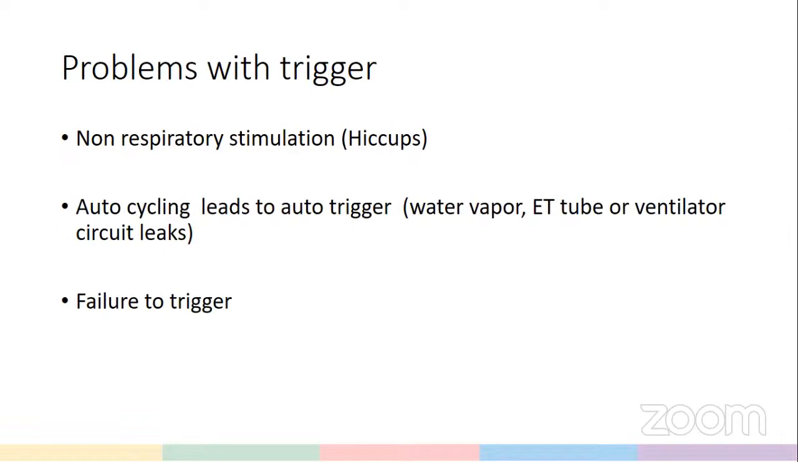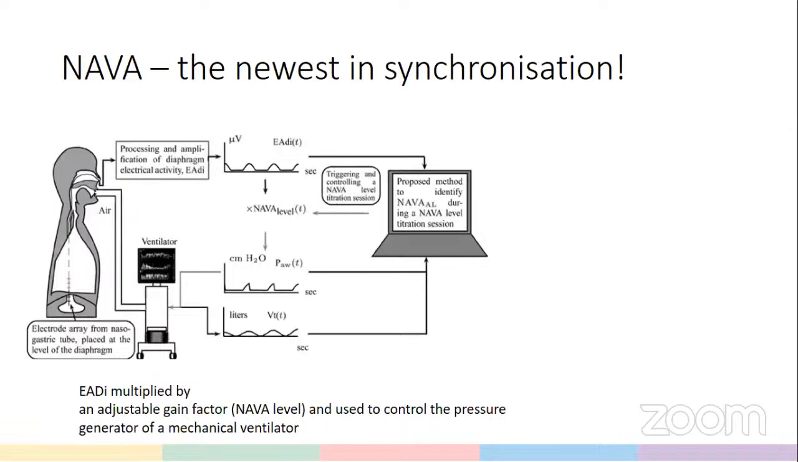The important problems with the trigger sensor are that non-respiratory movements such as hiccups can sometimes be detected as artifactual triggers, and water vapor or peritubal leaks can result in auto cycling. And sometimes there can be failure to trigger, especially if the trigger has been set very high or if the patient has weak inspiratory efforts.